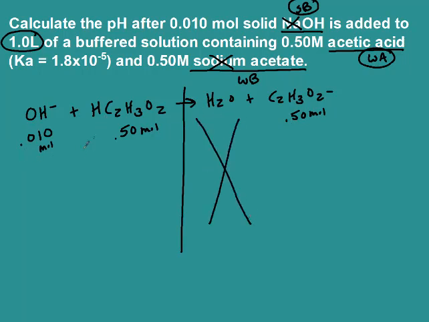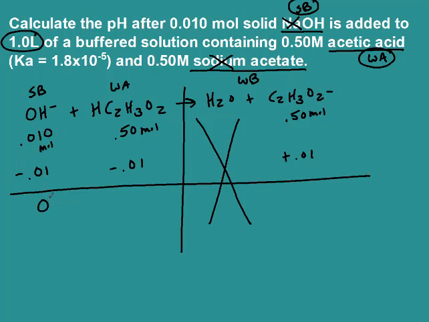Since we're solving with stoichiometry, this one's a strong base, this is a weak acid. They're going to keep reacting until one of them is used up. So the smaller one is going to be used up completely, so 0.01 minus 0.01, and this will be plus 0.01. I crossed out my water because water wouldn't be part of the equilibrium expression. So they fought to the death, so hydroxide is now gone. Then 0.5 minus 0.01 gives me 0.49 moles. And then 0.5 plus 0.01 is 0.51 moles.